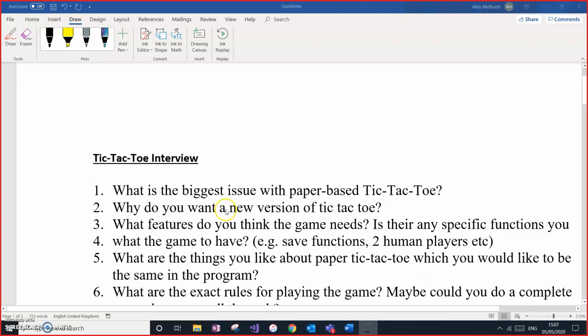So yeah, for this particular question, what features do you want the game to have? I think I will clarify this question as we go through the other questions.